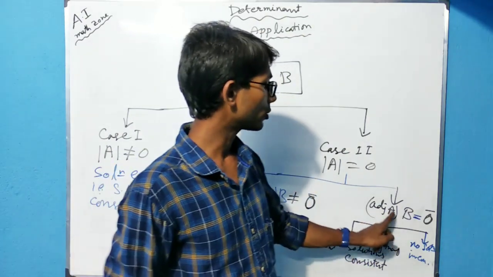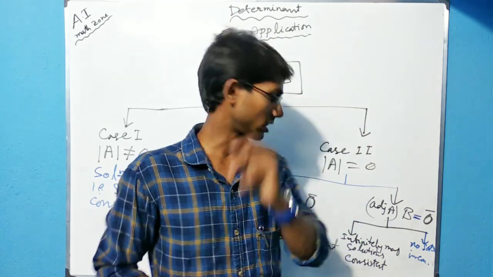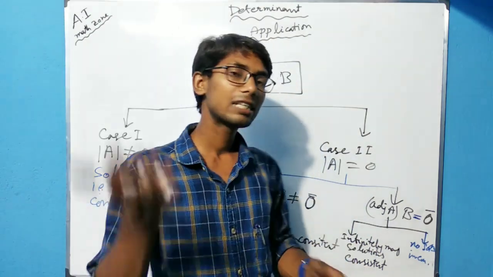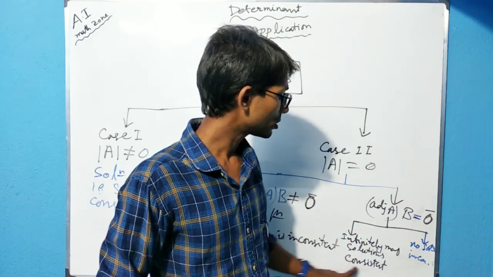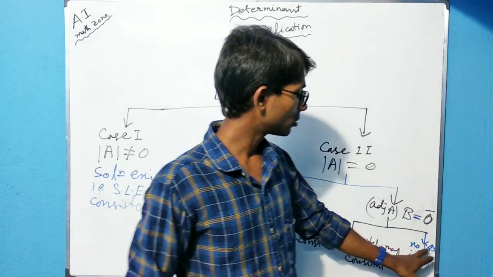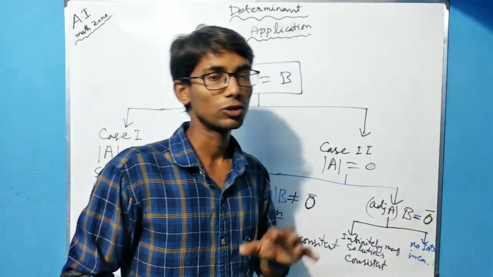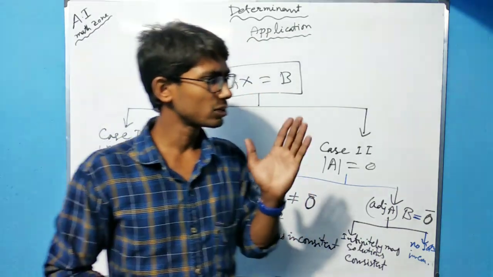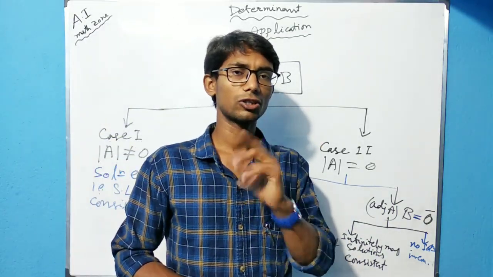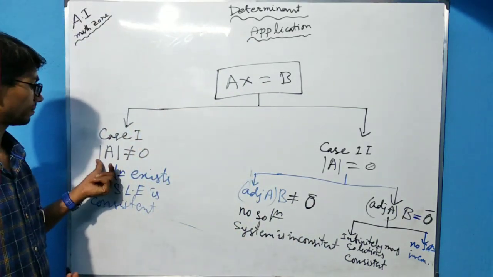अगर adjoint of A और B मल्टीप्लाई करने के बाद इसको 0 मिल गया, तब दो केस हो सकता है, या तो इनफाइनेटली मेनी सॉल्यूशंस होता है. अगर इनफाइनेटली मेनी सॉल्यूशंस है तो उसको हम कंसिस्टेंट कहेंगे, और अगर नो सॉल्यूशन है तो उसको हम इनकंसिस्टेंट बोलेंगे. राइट. So if you are asked to find whether the system of linear equations is consistent or not consistent, then just find the determinant of A.